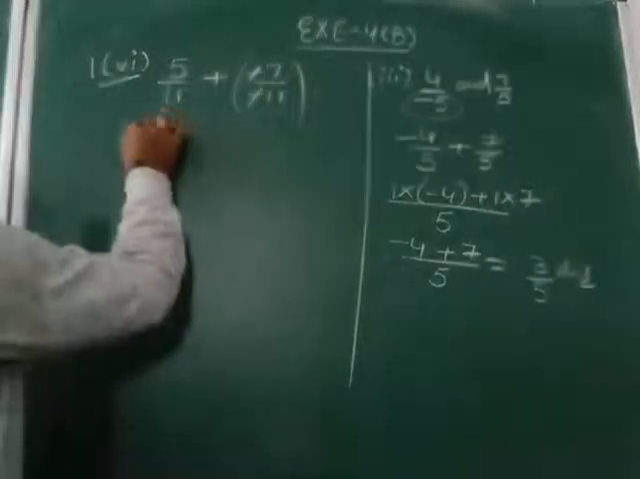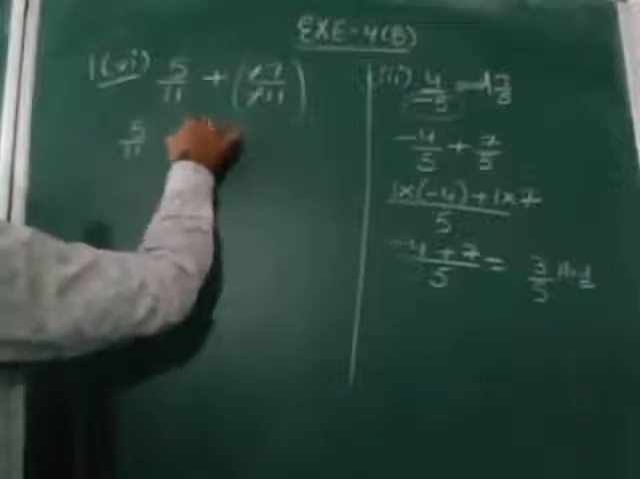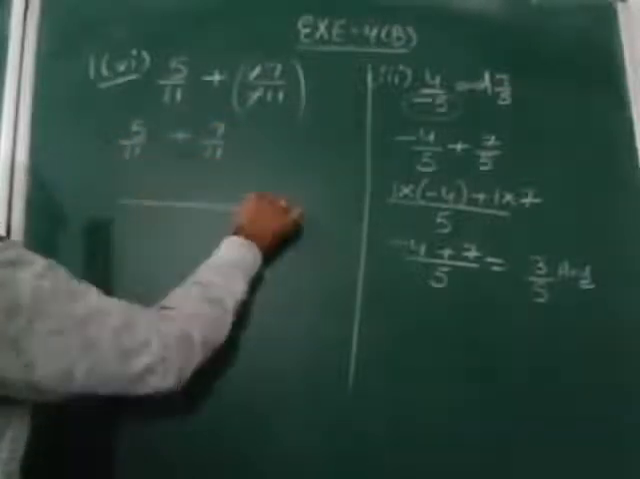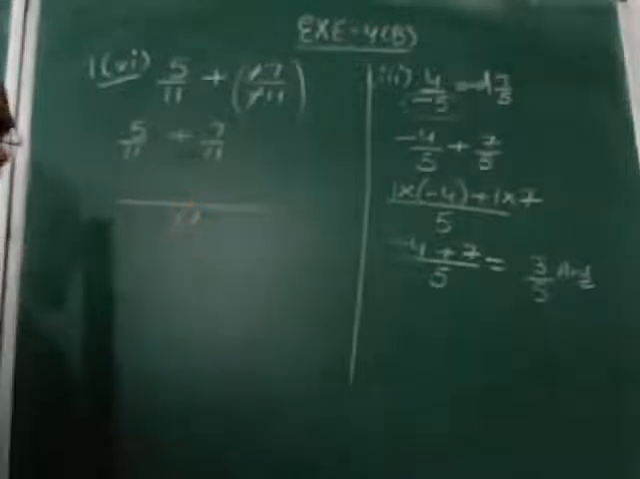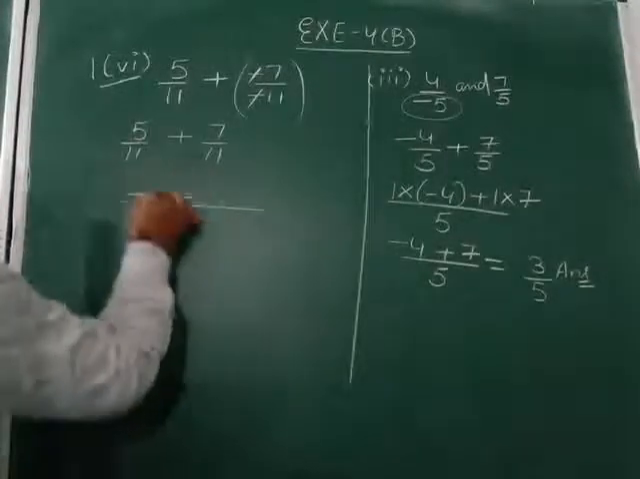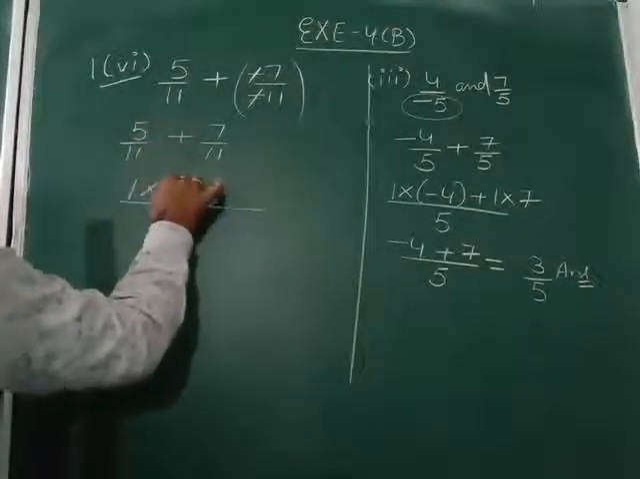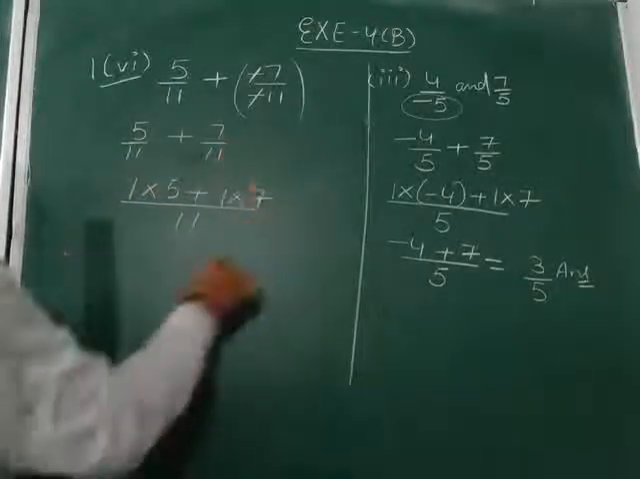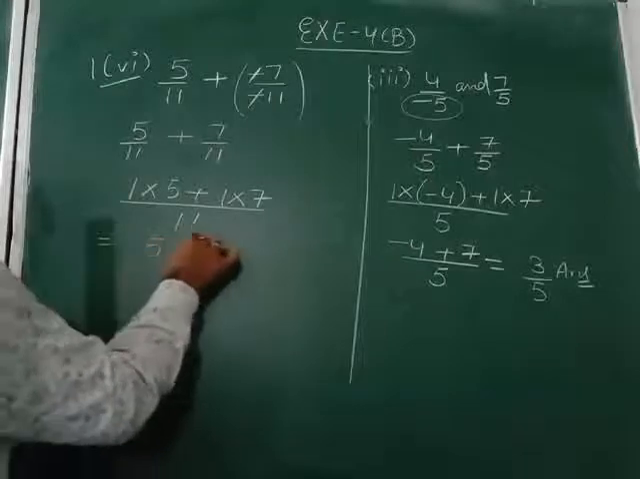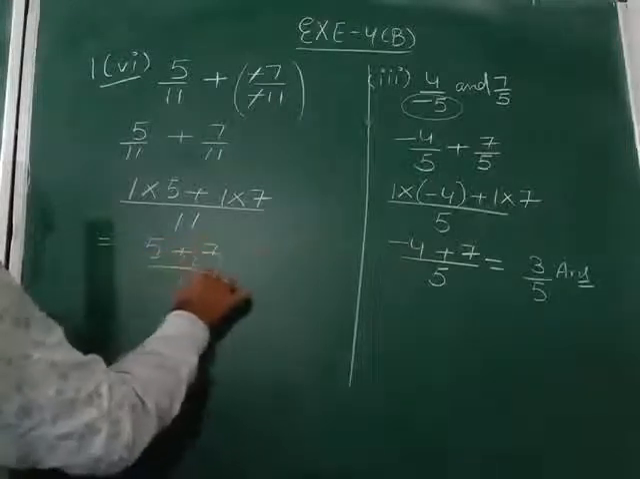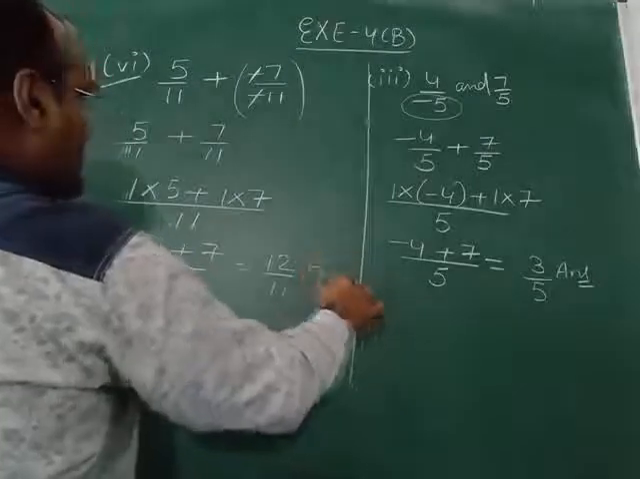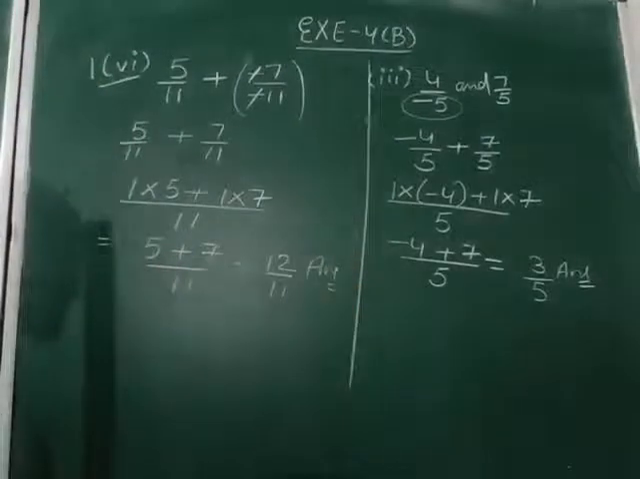So the question is 5 upon 11 plus 7 upon 11, and when we take the LCM of 11 and 11, the LCM will be 11. 11 ones are 11, 1 into 5, 11 ones are 11, 1 into 7. On solving it, 5 plus 7 upon 11, the answer is 12 upon 11. So this is your final answer of part number 6.